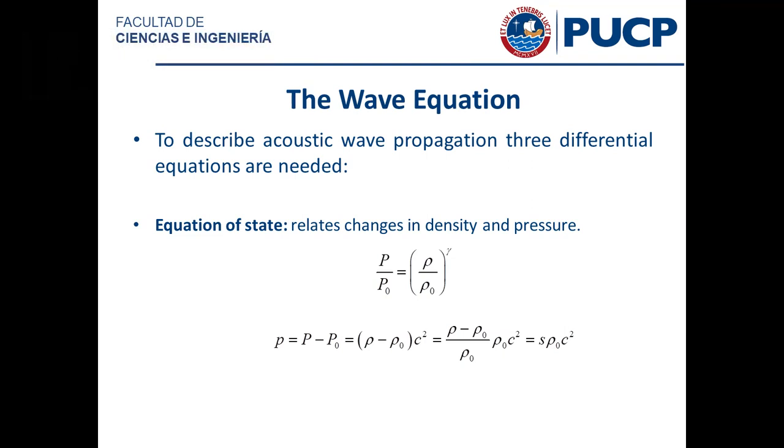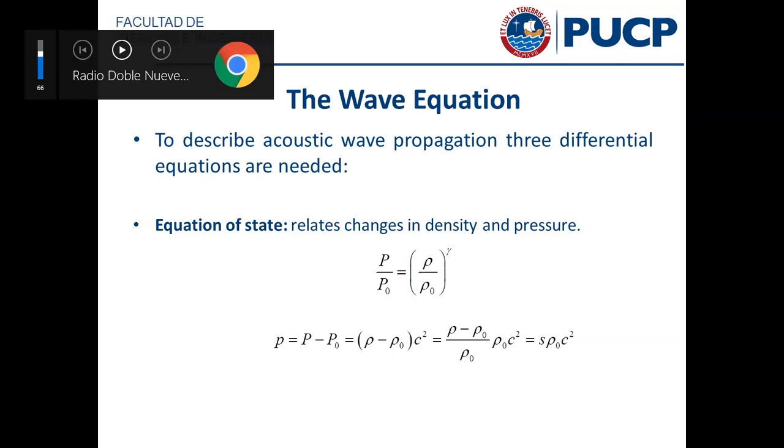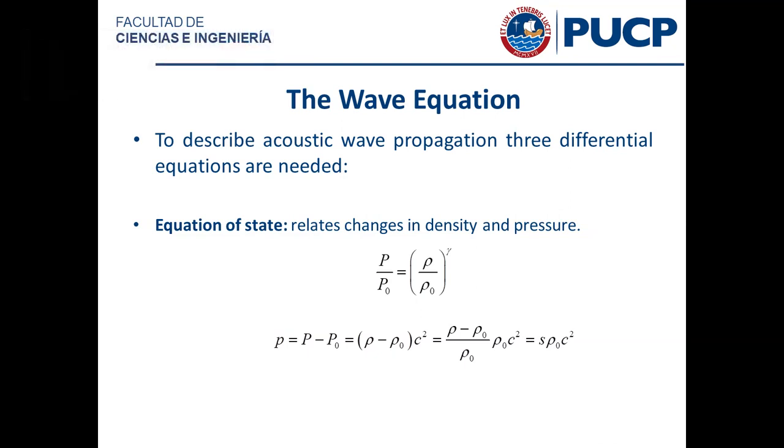I don't know if you guys take courses in thermodynamics, but does anybody remember that first equation in the slide? P divided by P naught, that would be the pressure divided by the ambient pressure, is equal to rho, which is the density, divided by rho naught, which is the equilibrium density, to the power of gamma, which is the specific heat ratio. Do you guys remember what that equation corresponds to?